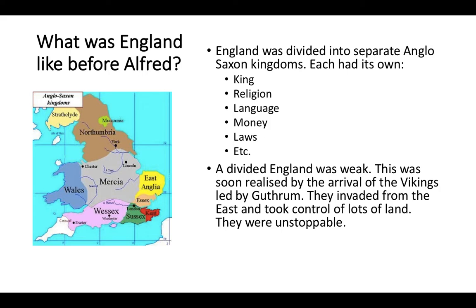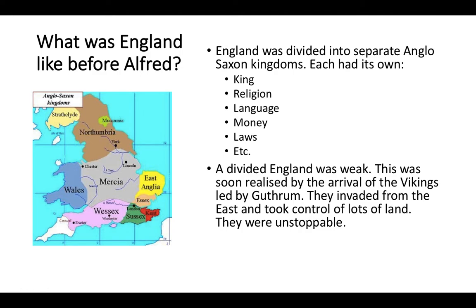Alfred. To learn about why Alfred is so great, it's important to learn about what England was like before Alfred. So England was not England. There was no such thing as being English. The island, as we can see in this map, was split up into lots of different Anglo-Saxon kingdoms. We've got places like Mercia, Northumbria, East Anglia, Essex, Kent, Sussex, Wessex. These are all individual kingdoms controlled by their own king.